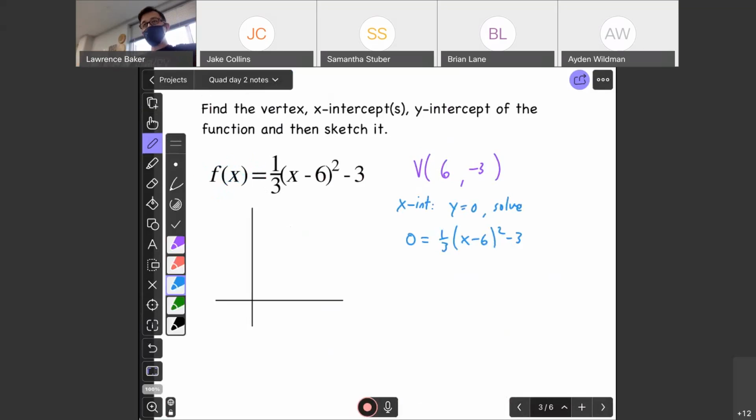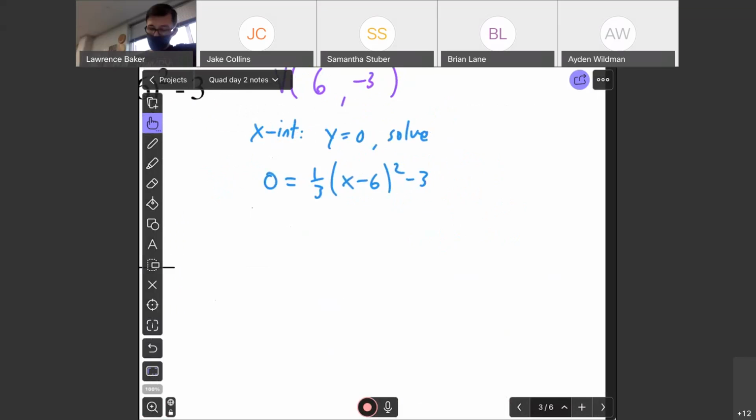Okay, now we need to get x by itself. We're going to follow PEMDAS. PEMDAS tells me, or sorry, follow SADMEP. SADMEP says get rid of subtraction and addition first.